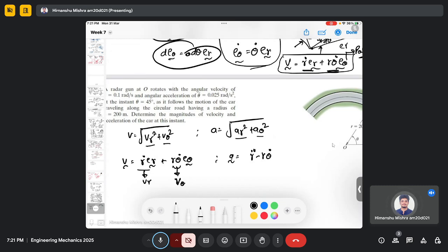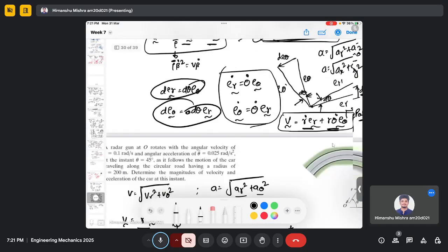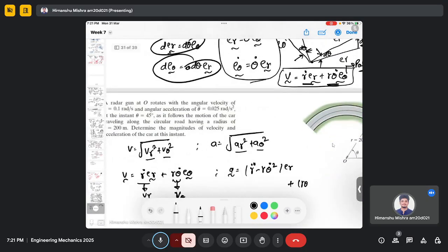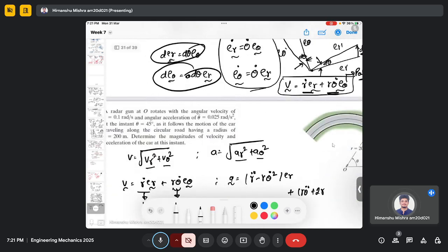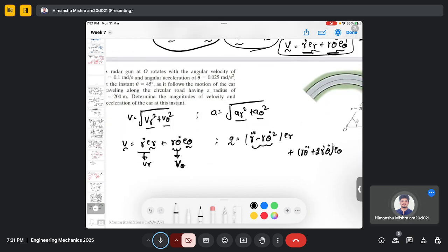minus r theta dot square, plus r theta double dot plus 2 r dot theta dot. So this is the radial component of acceleration and this is the theta component.